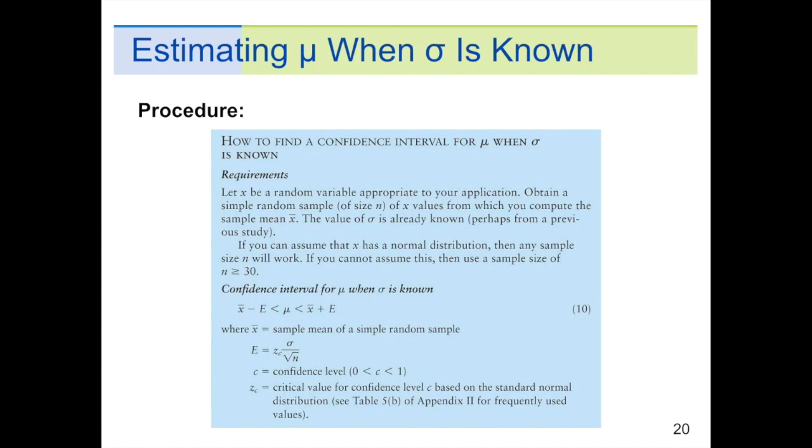Confidence interval for mu when sigma is known. Mu is between x bar minus E and x bar plus E, where x bar is the sample mean of a simple random sample. E is z sub c times sigma divided by the square root of n. C is the confidence level between 0 and 1, and z sub c is the critical value for confidence level C based on the standard normal distribution.